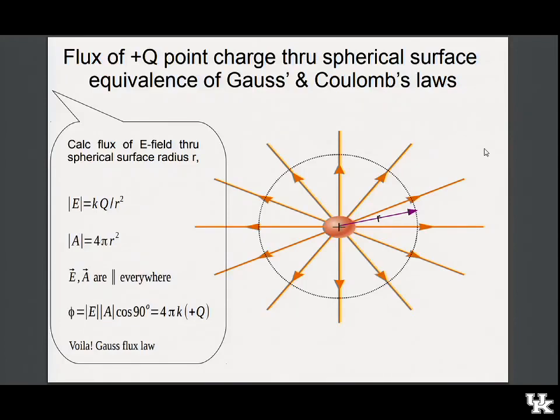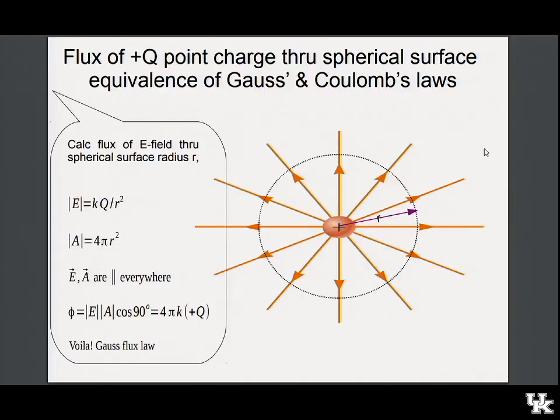So after all that, why did I put 90 degrees? This is a typo. I'm going to have to correct this. So to calculate the flux, we've got to multiply E, A, and cosine of 0 degrees, not 90 degrees. That's wrong. This is 0 degrees.